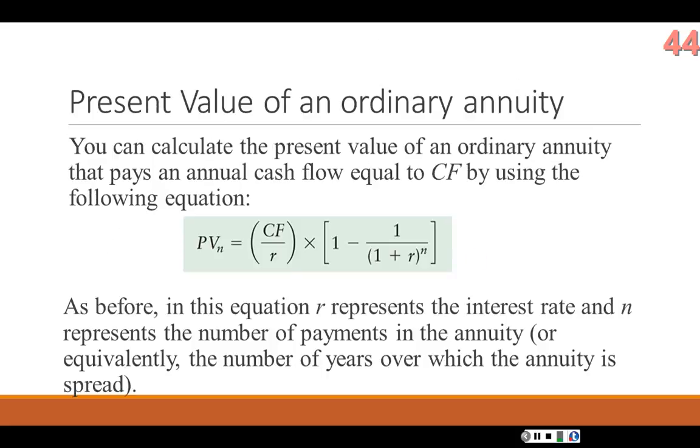So we can find the present value. We just found the future value. We can also find the present value. Again, the calculations by equation get increasingly difficult. The cash flow, this is also the payment. So the payment divided by the interest rate times 1 minus 1 divided by 1 plus the stated rate raised to the nth power.